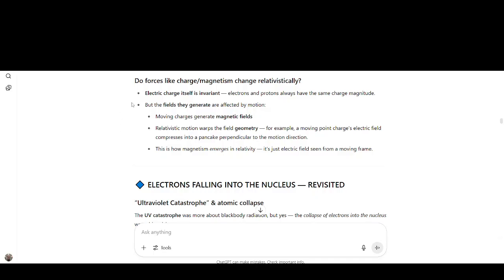Okay. Electric charge itself is invariant. Electrons and protons always have the same charge magnitude, but the fields they generate are affected by motion. Moving charges generate magnetic fields. Relativistic motion warps the field geometry. For example, a moving point charge's electric field compresses into a pancake perpendicular to the motion direction.